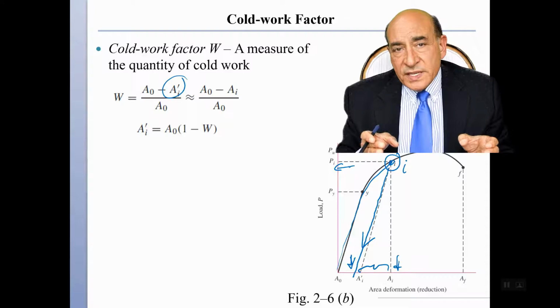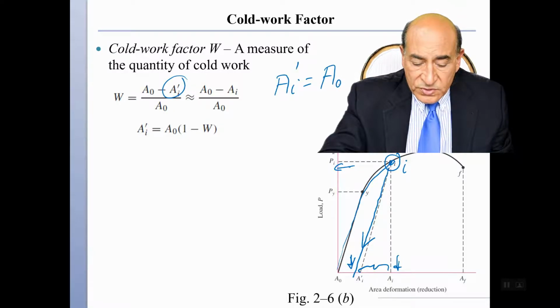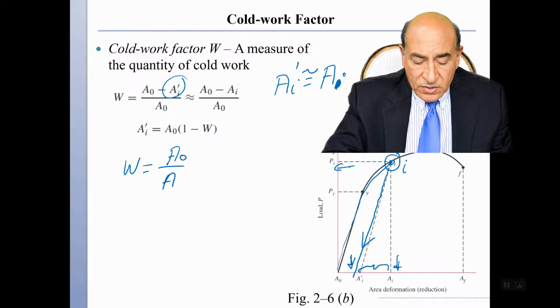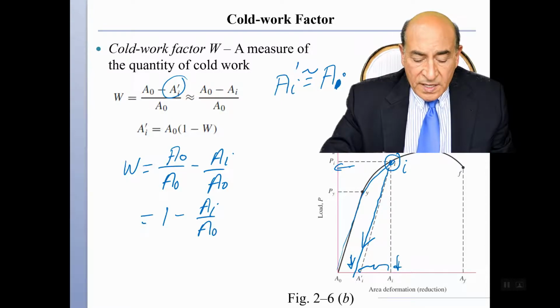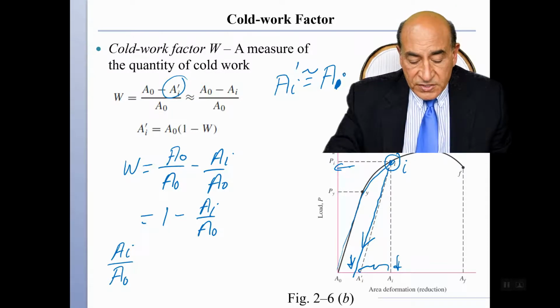Because the elastic bounce is not so significant, we're going to assume that AI prime, for all practical purposes, is approximately equal to AI. Therefore, we have W now is equal to A0 over A0 minus AI over A0, and this will be equal to 1 minus AI over A0. And therefore, if I want a relationship between the final value of the cross-section and the initial value, I can write it as 1 minus W.